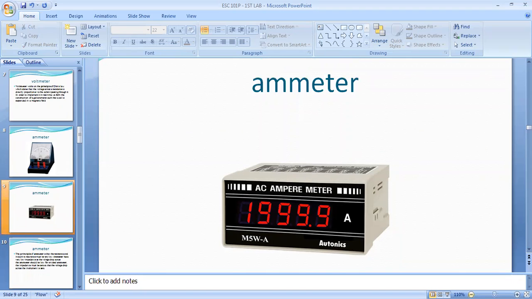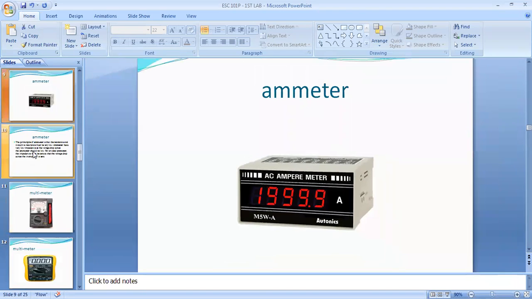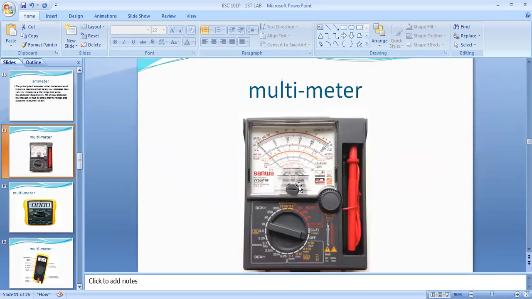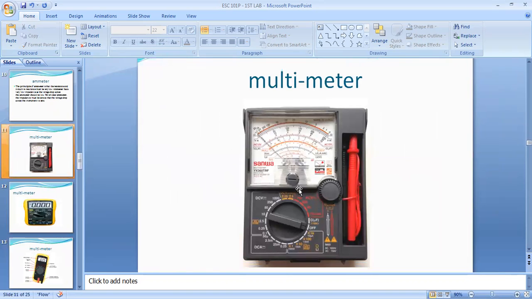Okay, I think till now we have no doubt. So what is an ammeter? We already discussed that the ammeter is for measuring the current. Now the next meter, which we use very frequently in our electrical labs, is the multimeter.